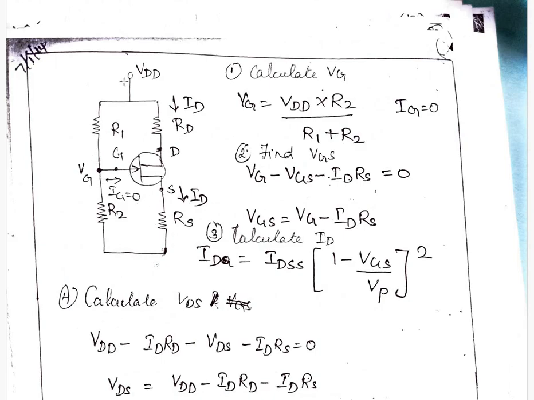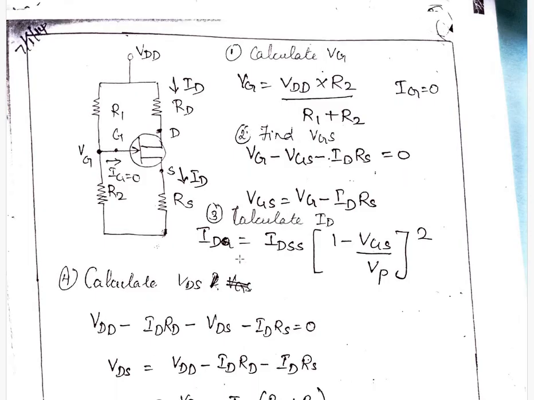So we draw the circuit removing all the capacitances. VG is equal to VDD into R2 divided by the total resistance R1 plus R2, and we know Ig equal to 0. For VGS, KVL for the input side: VG minus VGS minus IDRS is equal to 0. So VGS is equal to VG minus IDRS, and then ID equal to IDSS into 1 minus VGS by VP whole square.